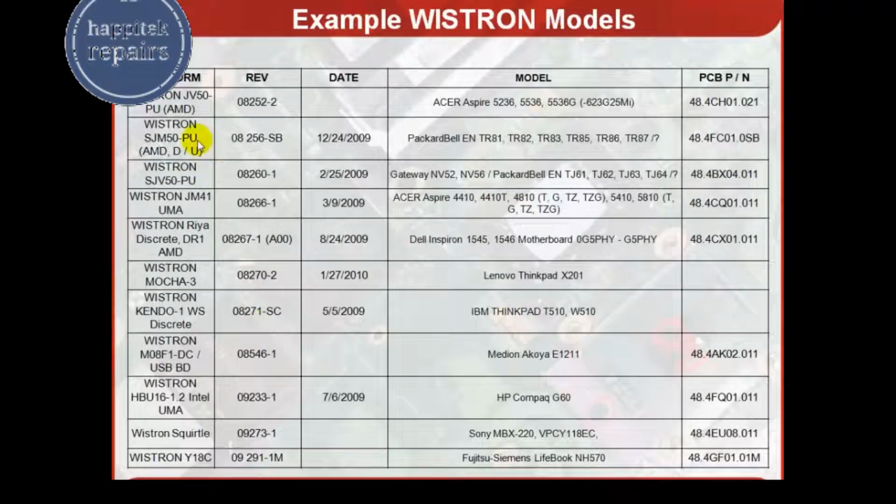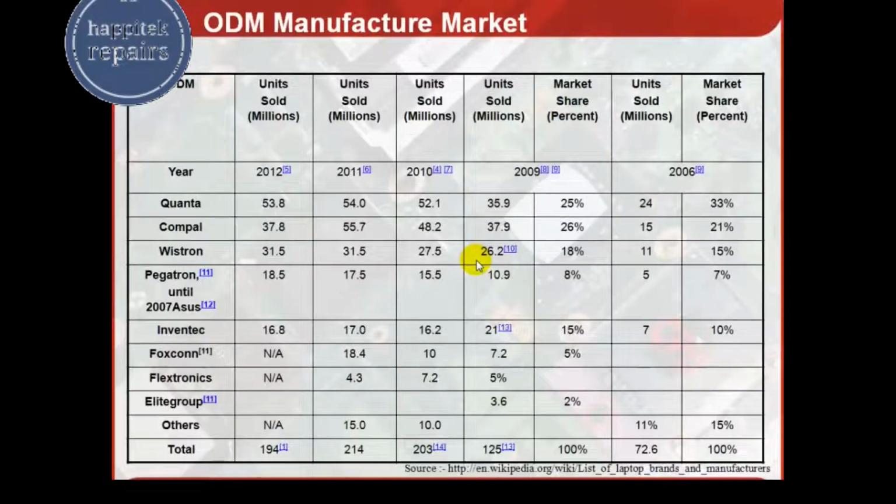And Wistron, AMD, okay, Wistron numbers are GM41, RIA, and the Wistron name is there, and it manufactures for these models: HP, Compaq, Dell, Lenovo. And the original device manufacturer market, how much market they are covering, like that.